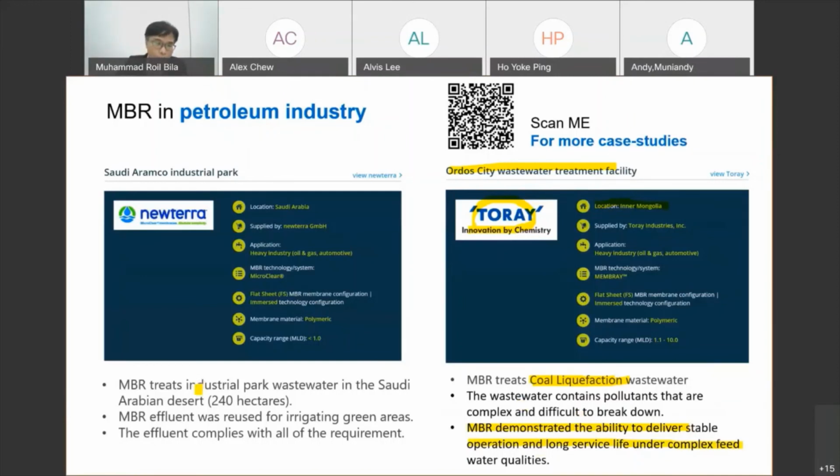So when Saudi Aramco built one of the cities in the middle of the desert, that is the petrochemical industry. They also use Nutera MBR to treat the effluent, and the effluent is not discharged. It's even used for irrigation around the area in the middle of the desert.